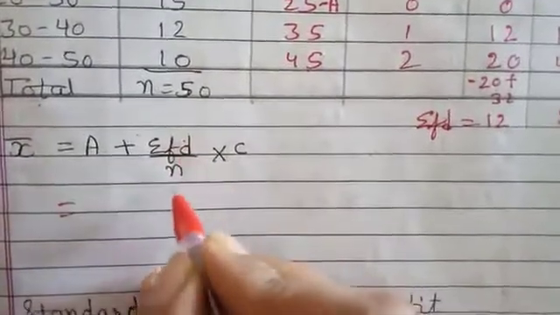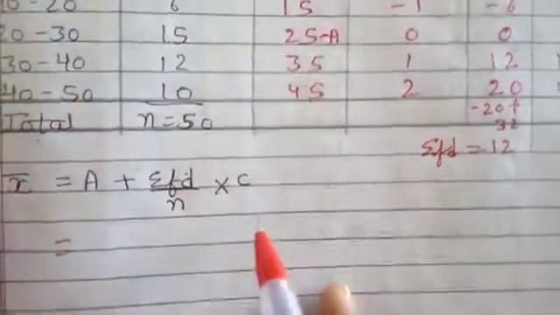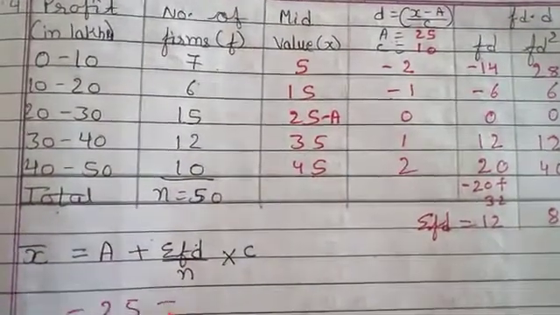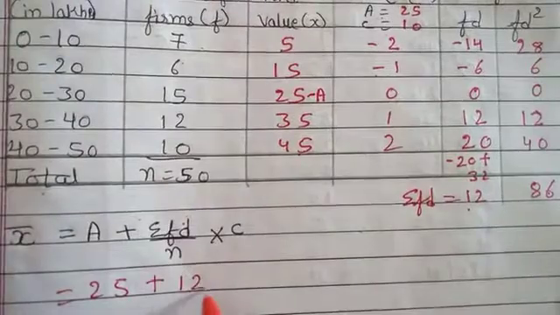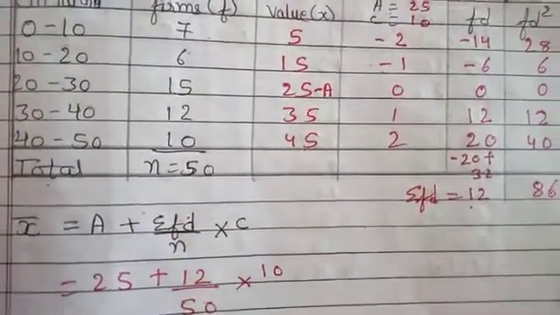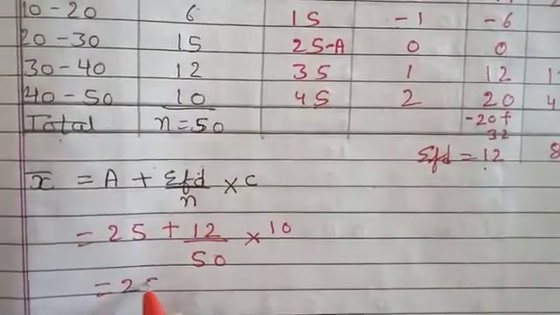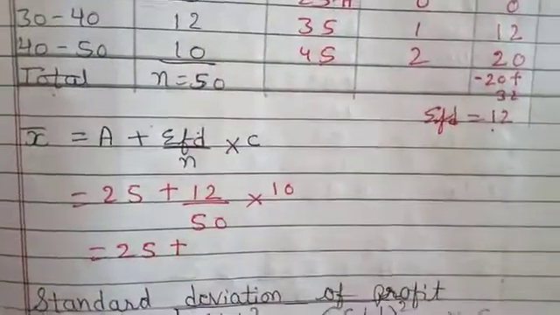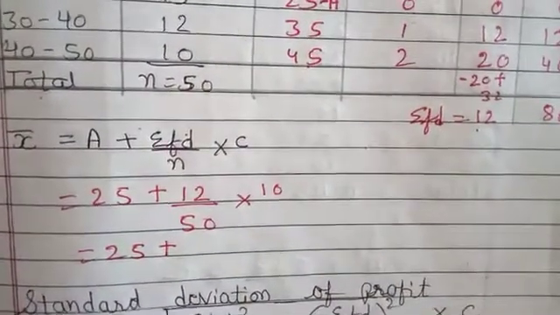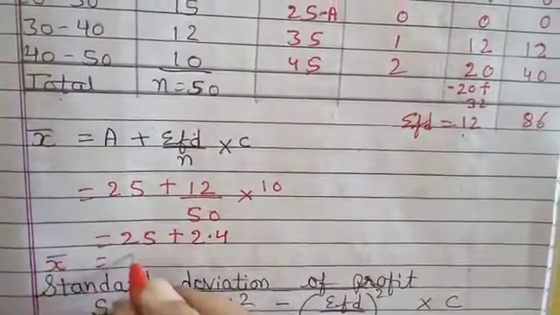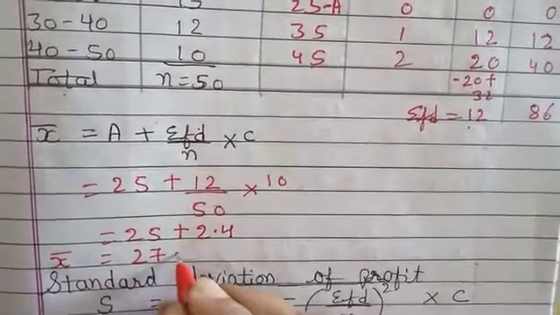Now first of all I'll find out the mean. A plus sigma FD upon n into C. As class length is there, we'll be multiplying it by C. A is 25 plus sigma FD is 12 upon n into C is 10. That is equal to 25 plus 12 into 10 is 120 divided by 50. So 120 divided by 50 will give you 2.4. So my x bar is equal to 27.4 lakh.